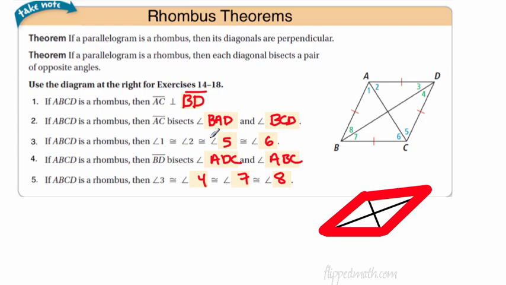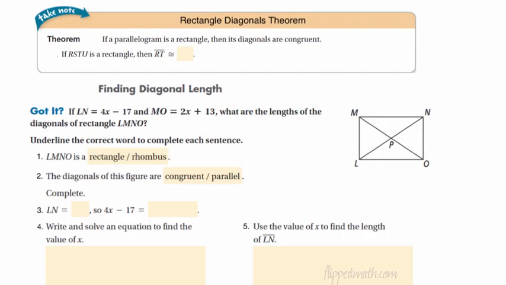So 1 is congruent to 2, 5, and 6. If it's a rhombus, then BD bisects angle ADC and ABC, and 3 would be congruent to 4 because that angle is bisected, and 7 and 8 are also congruent to each other. How about that? Now let's talk about rectangles. If a parallelogram is a rectangle, then its diagonals are congruent.